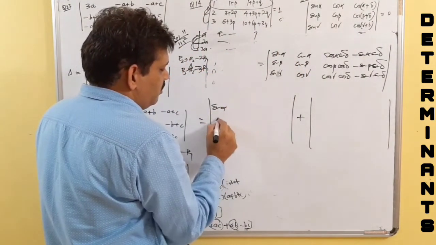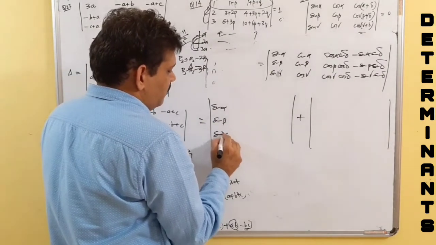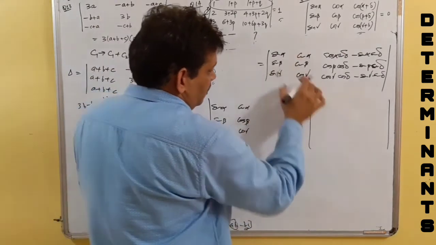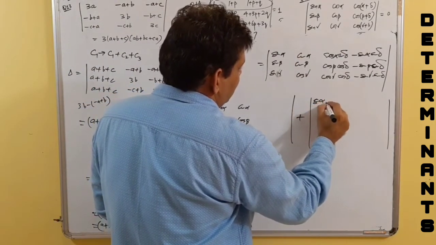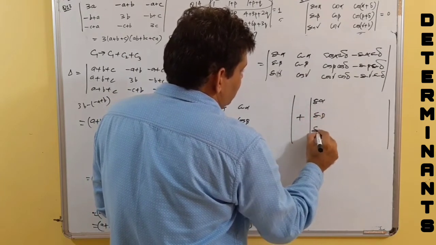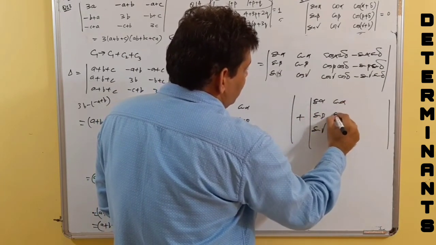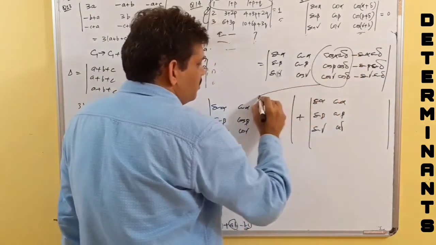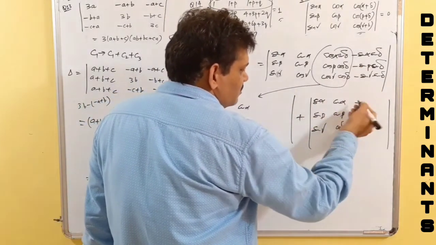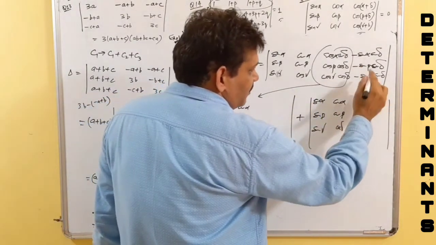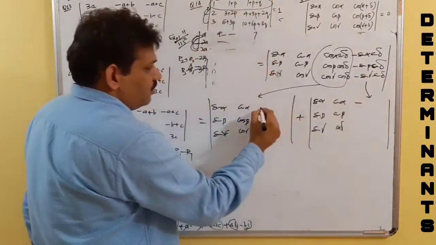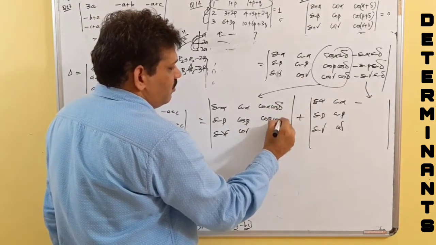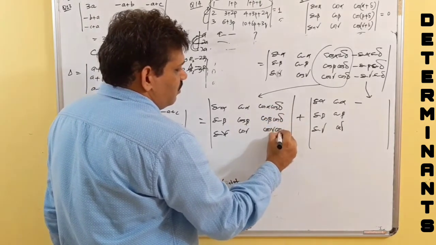So here sin alpha, sin beta, sin gamma, cos alpha, cos beta, cos gamma. Here again in the second one, sin alpha, sin beta, sin gamma, cos alpha, cos beta, cos gamma. See, now this will be used in here, and here we have a minus term, so either you put the minus here or let it be here, and this will be taken here. So cos alpha, cos delta, cos beta, cos delta, cos gamma, cos delta.